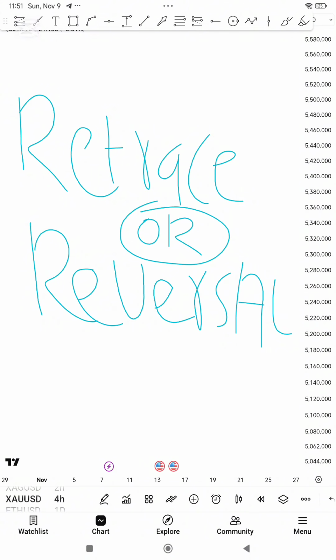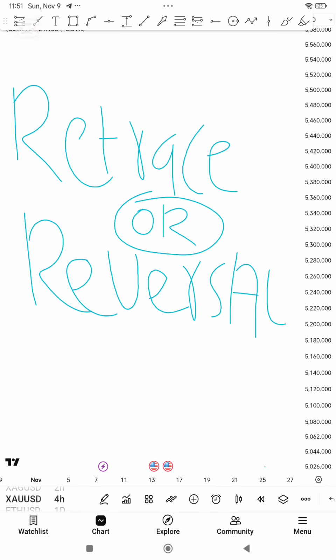Now after expansion, one of two things can happen. As I told you before, after consolidation, expansion is 100% guaranteed, but after expansion there can either be a retracement or reversal. It all depends on higher time frame bias and order flow. So if higher time frame is bullish and liquidity rests above, then expect a retracement and a continuation of that trend. And if higher time frame is bearish, then expect a reversal and then you move down. So always start from your higher time frame bias and always start from your order flow.